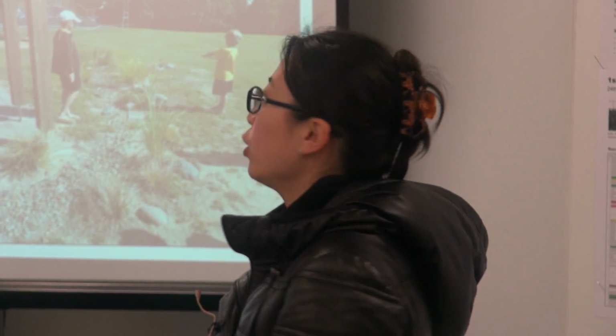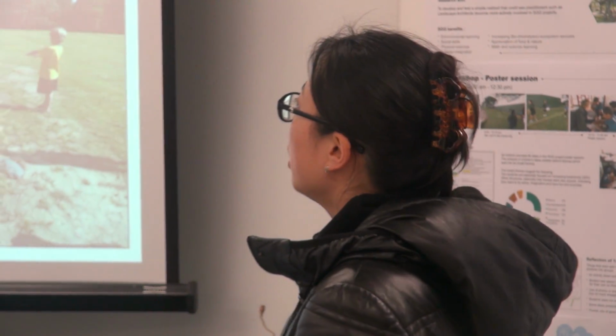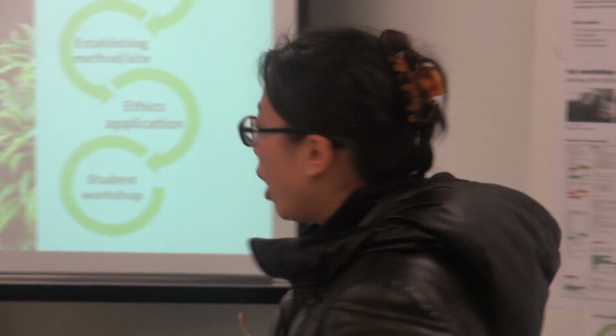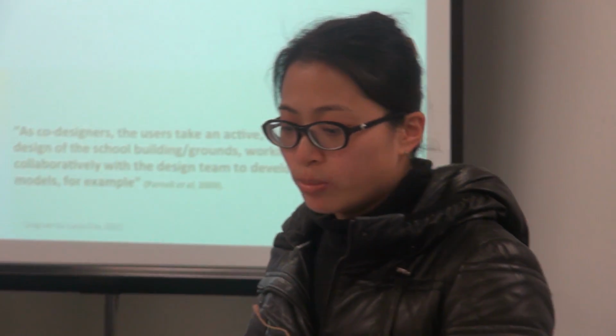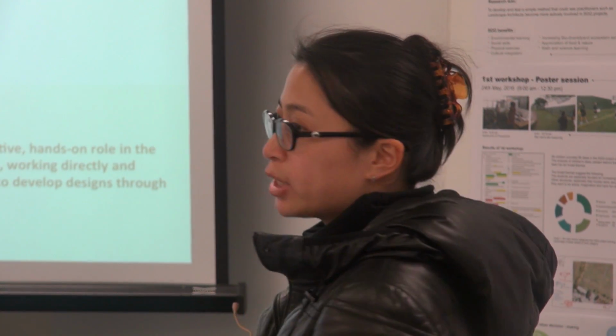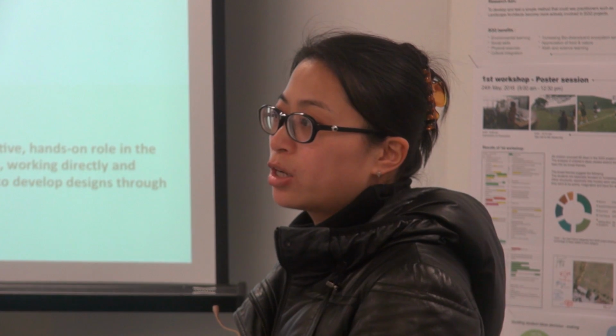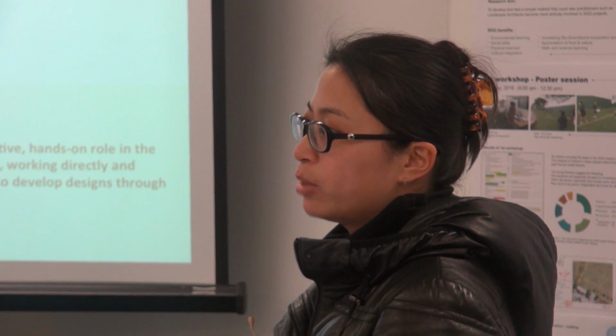My project title is School Ground Greening, which is to develop a model for comprehensive design with multiple benefits. I'm going to give the detail for each section. First is my research question: how can the value of school ground greening projects be increased for all stakeholders and their communities through a co-design process?